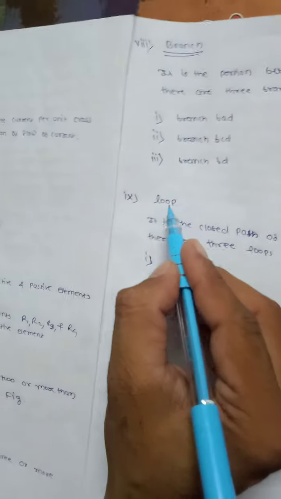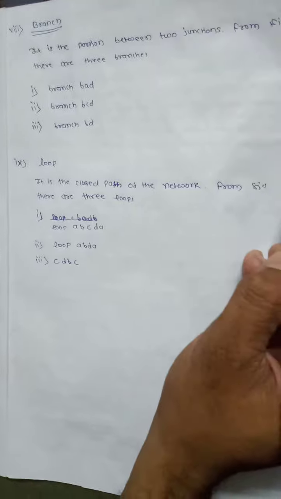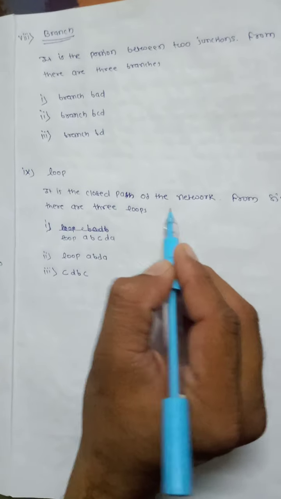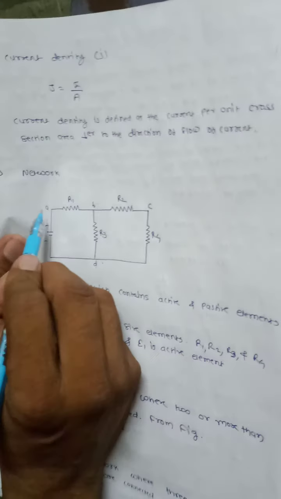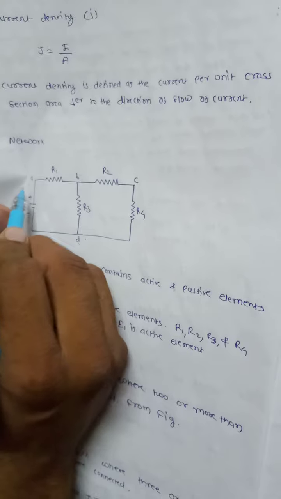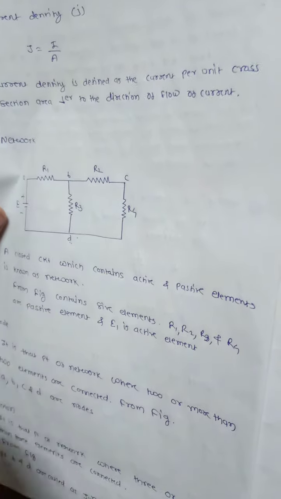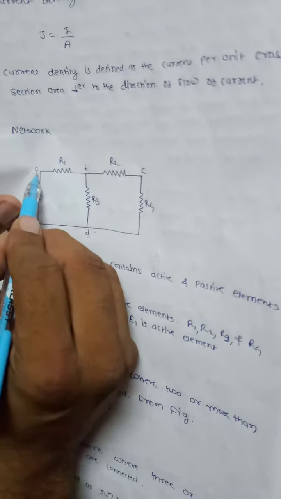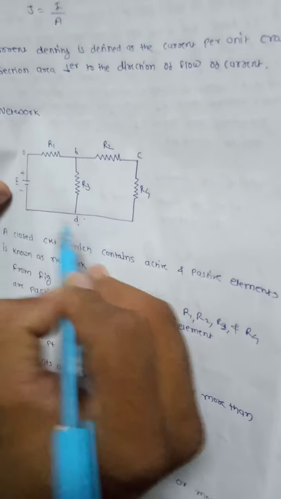Okay, the next is loop. It is a closed path of the network. From this figure, there are 3 closed paths. The first loop is B, C, D, A. Then the second loop is A, B, D, A.